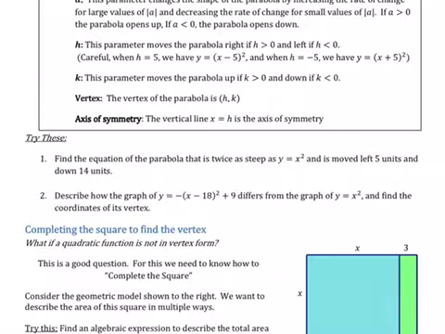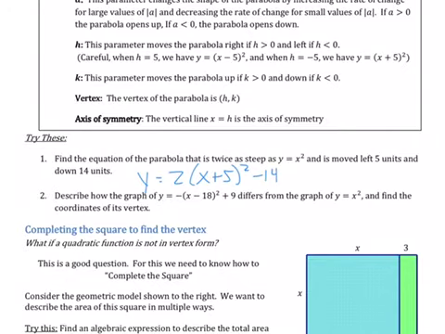So to see how vertex form works, say we want to find an equation of a parabola that's twice as steep as y equals x squared, and it's moved left 5 and down 14. We can get that equation easily. We just need a 2 on the outside. We need a plus 5 on the inside, that moves left, and minus 14 to go down.